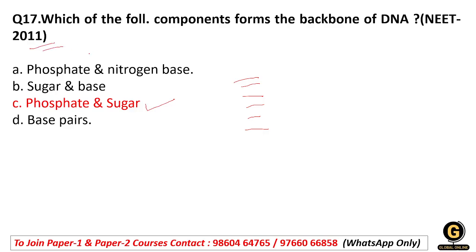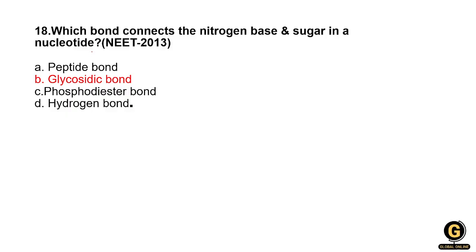Yes. Moving forward to the next question, which bond connects the nitrogen base and sugar in a nucleotide? कुठली bond connect करते? So the options given are peptide bond, glycosidic bond, phosphodiester bond and the hydrogen bond. So the right answer here is student glycosidic bond, because काय करतं glycosidic bond?